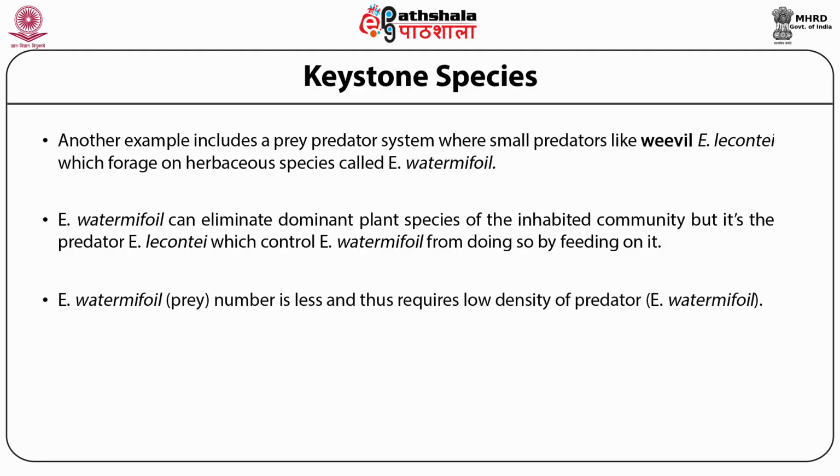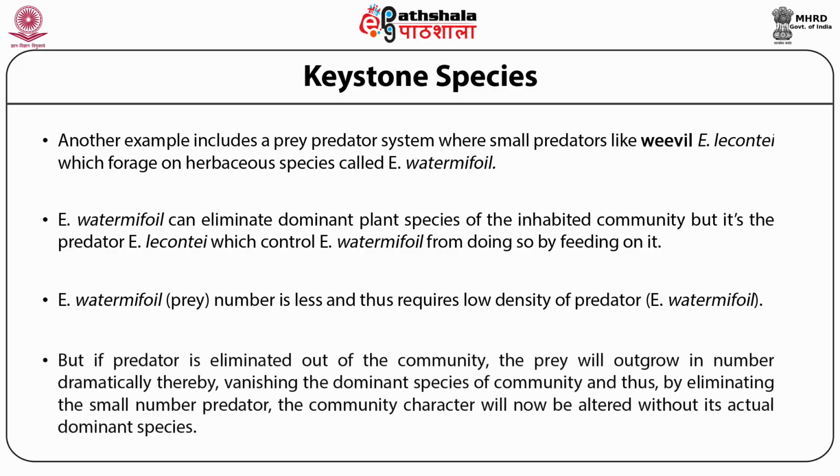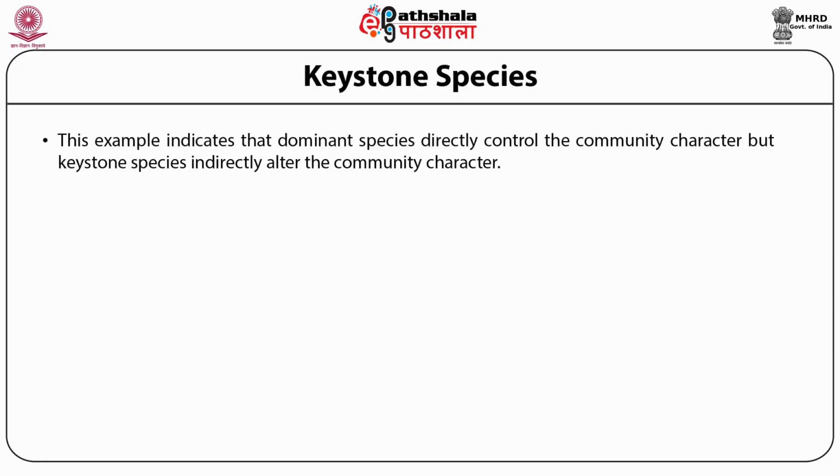E. watermilfoil prey number is low, thus requiring a low density of predator E. lecotini. But if the predator is eliminated from the community, the prey will outgrow in number dramatically, thereby vanishing the dominant species of the community, and thus by eliminating the small number of predators, the community character will be altered without its actual dominant species. This example indicates that dominant species directly control the community character, but keystone species indirectly alter the community character.